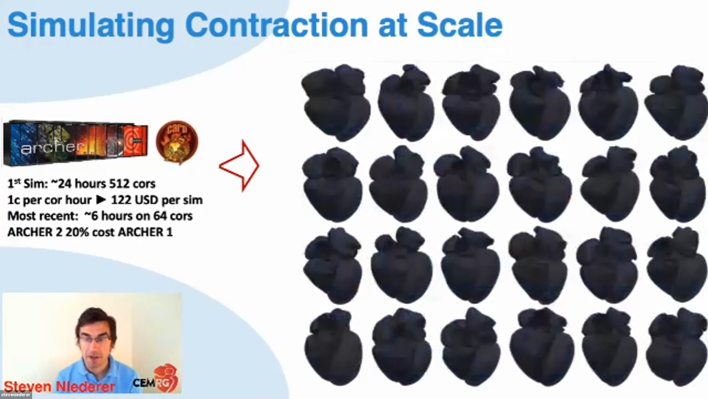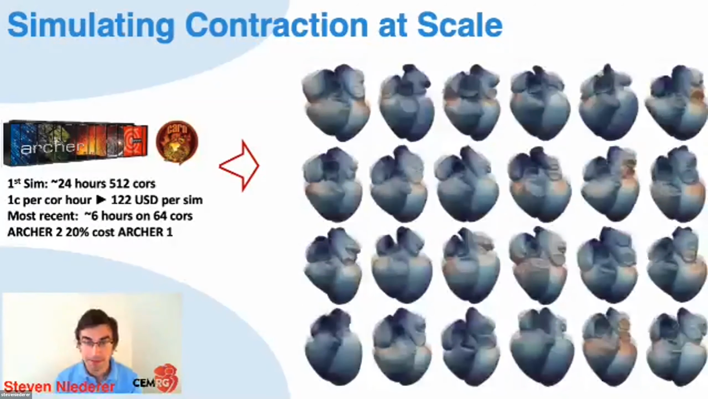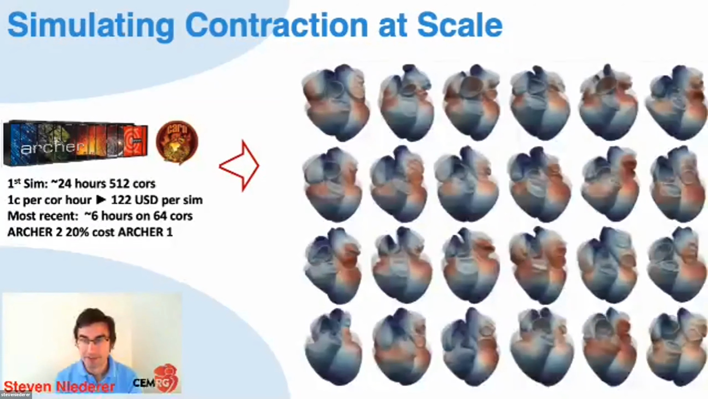But you can then have nice movies like this, where for the standard simulation cost, you're looking at a couple of $1,000s worth of movies. So it's something to consider. But it does show that we can simulate these kinds of virtual cohorts of patients at scale using electromechanics simulations.